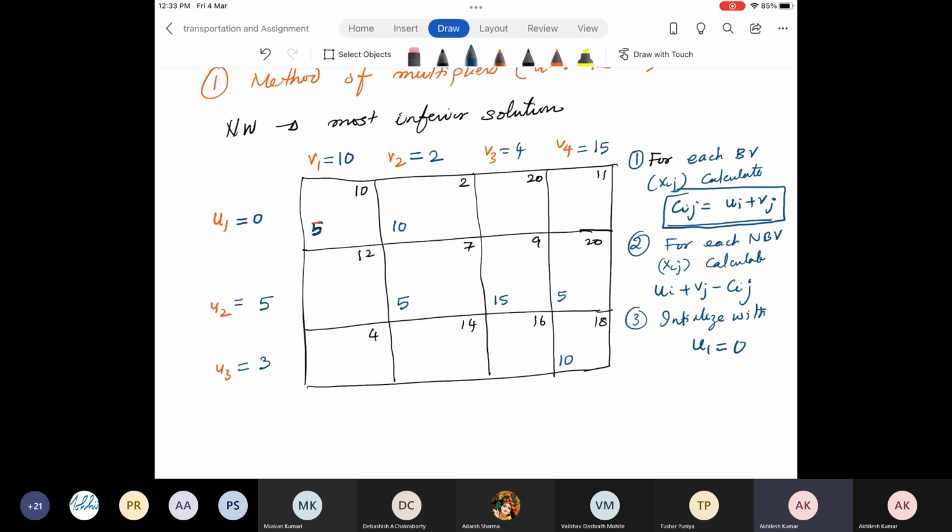Is the calculation of Ui and Vjs clear, guys? Any questions? Okay, now let's take care of the non-basic variables. Here we do not have an equality. What we will do is calculate a number Ui plus Vj minus Cij, and store that value here.